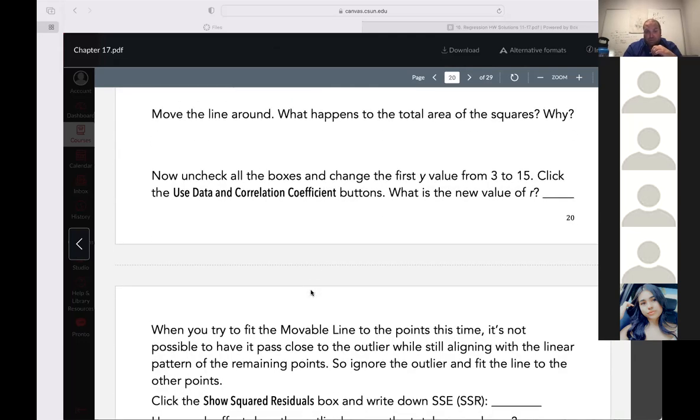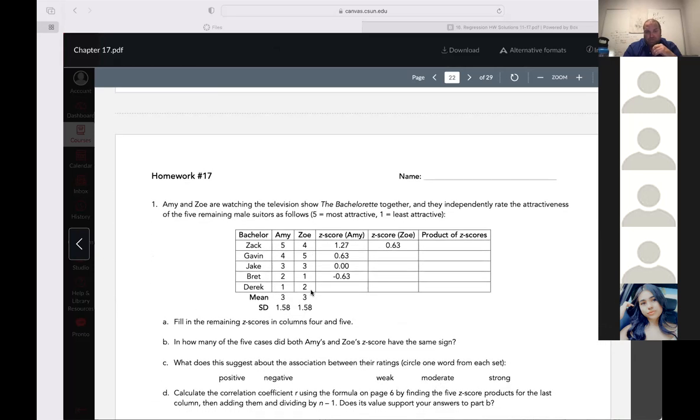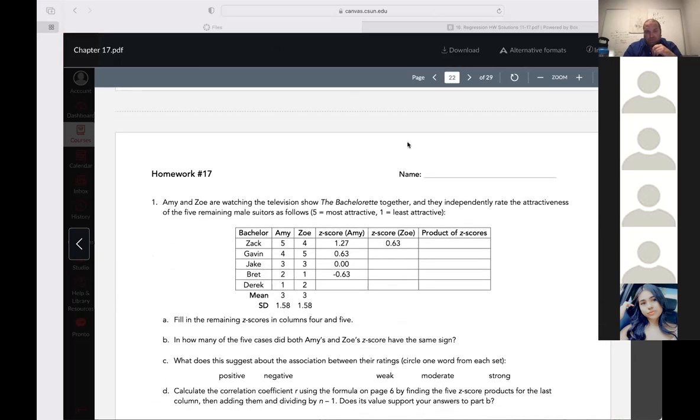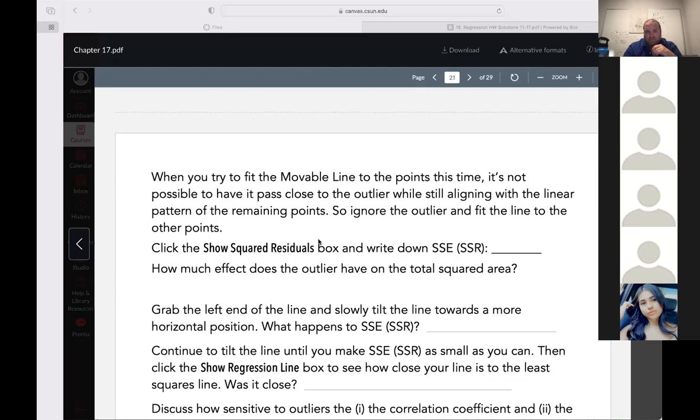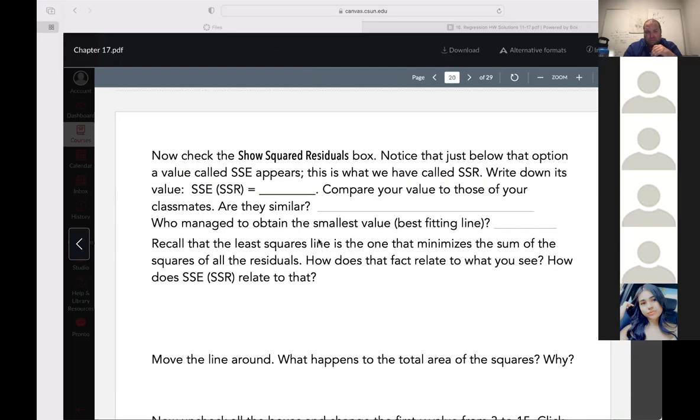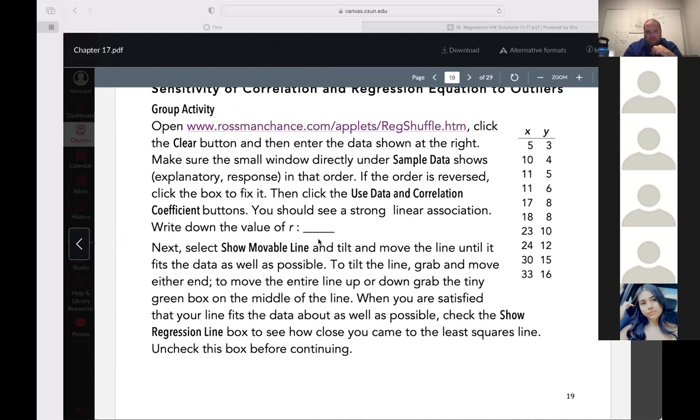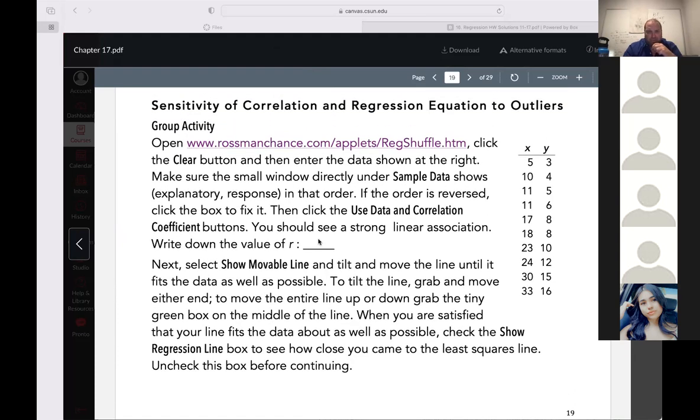I hope so. Okay. We're not going to do this because it's just too difficult over the computer and whatnot.